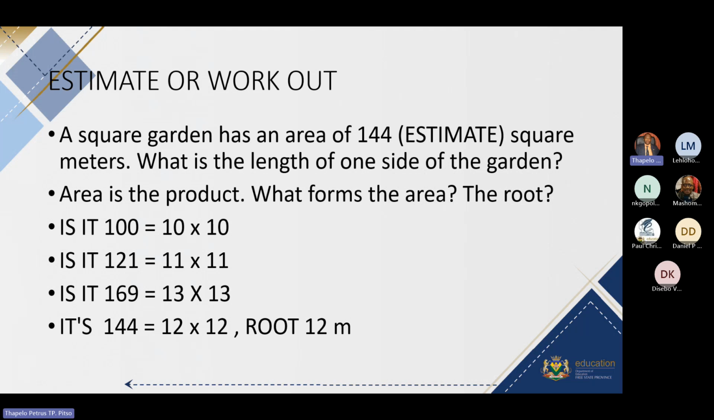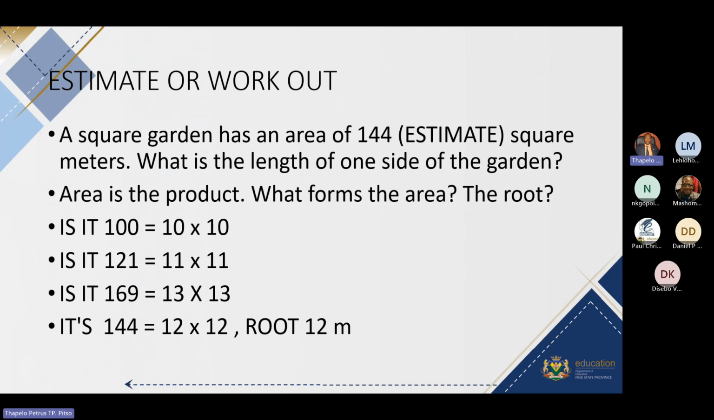That is estimate there. Remember, area is a product, and what forms that area? The root, the foundation, the length. That's what we're looking for. Is it 10 by 10? Nearly, it's closer. We are trying to estimate. You can estimate and work it out.